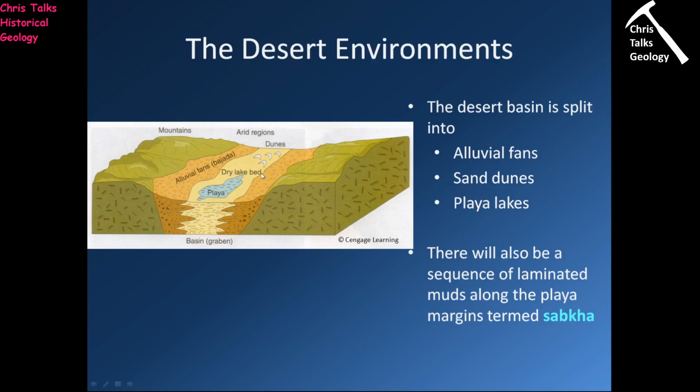So here's a crude diagram from the textbook showing the desert system. Obviously we have high ground over here in green. This is going to be our sediment source. We have the desert plain itself here in yellow. The point where the desert plain meets the high topography, that's where we get the alluvial fans forming. And then we'll have these isolated short-lived bodies of water, these Playa lakes. Now there's also a sequence of muds which will occur along the edge of Playa lakes, which is referred to as the sabkha, but we're not really going to worry about that too much.